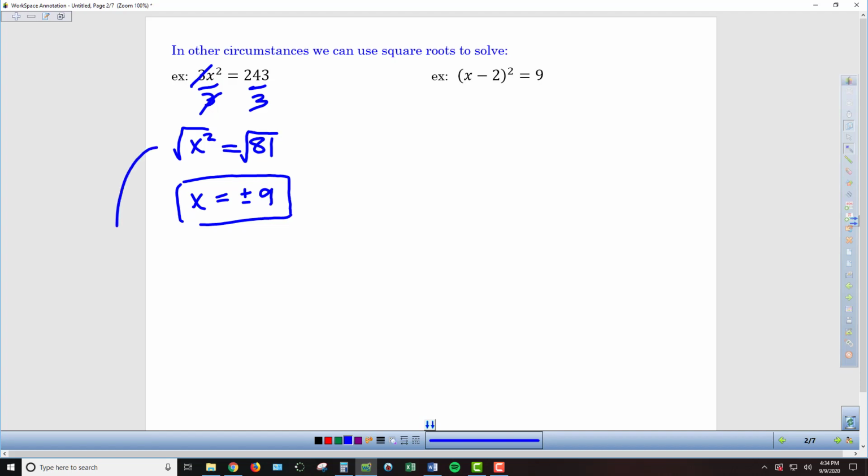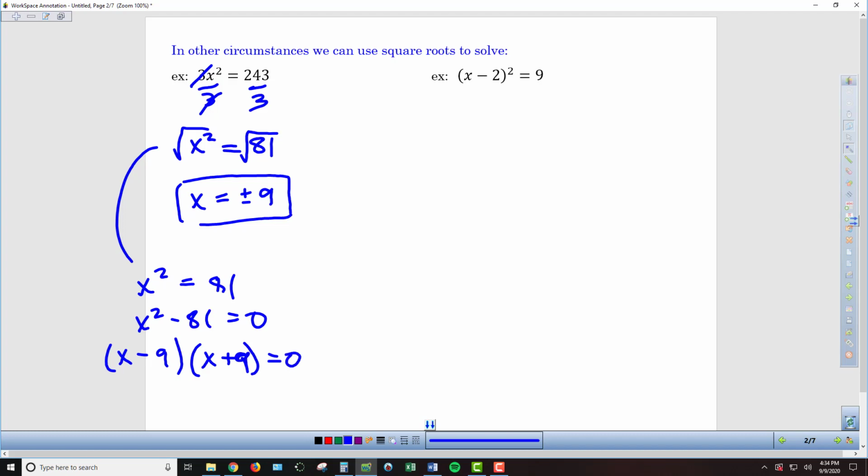And as an aside, before we took the square root of both sides, we could have brought the 81 over and factored. And so when we factor, we get x minus 9 and x plus 9, since this is one of those difference of squares ideas. And so then we can see that we're on the road to getting two answers. So as I've said previously, whatever technique we use should lead us to the same answer. So that's why with the square roots we have to include the plus or minus when we take the square root of both sides. Otherwise we would lose one of our answers that we would otherwise get by solving by factoring.